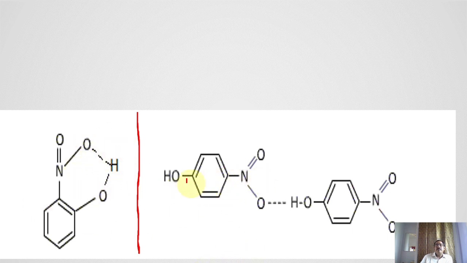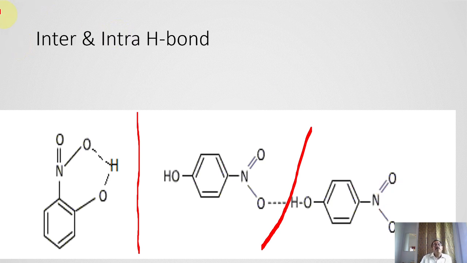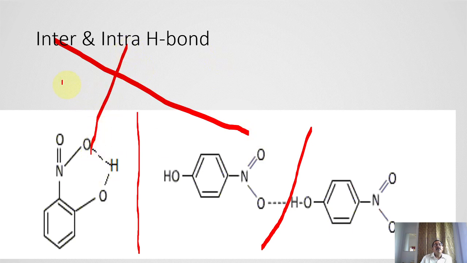Here this is para-nitrophenol. This is also para-nitrophenol. The hydrogen bond is between one molecule and another molecule. This is one molecule and this is another molecule. So there are two types of hydrogen bond which you can see. One we call intermolecular and the other is intramolecular hydrogen bond. Inter means between and intra means within. So these are the two different types of hydrogen bonding.